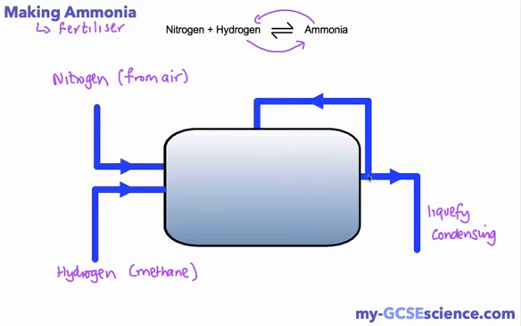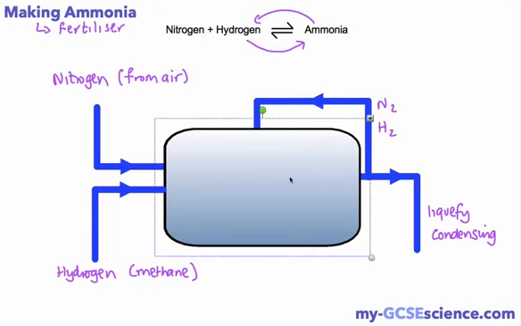Now you'll notice here we've got a little pathway that goes back from the exit point of our reaction vessel back into the reaction vessel, and this is where we actually recycle nitrogen and hydrogen. So any of the nitrogen and hydrogen that has not reacted goes back, and it can go back in there and react. And the reason why we might have this unreacted nitrogen and hydrogen is because the reaction is reversible.